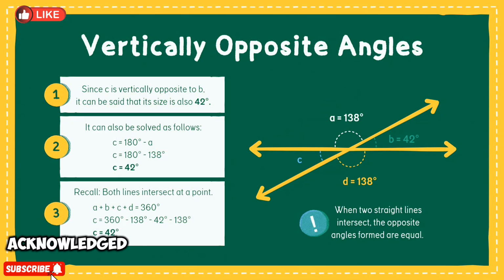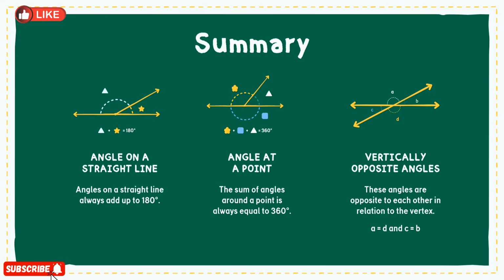So we have learned about angles on a straight line, angles at a point and vertically opposite angles. Angles on a straight line always add up to 180 degrees. The sum of all angles around a point equals 360 degrees. Opposite angles are always equal in size.